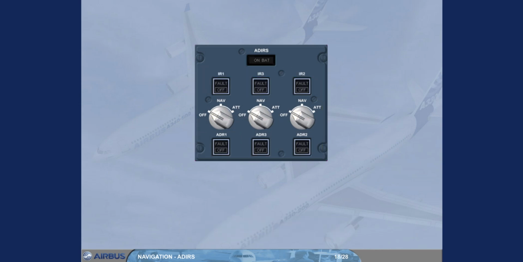Each ADIRS has an associated IRS rotary mode selector. In the off position, the ADIRS is not energized, so ADR and IR data is not available. The 3 ADR and 3 IR switches normally remain on, but they can be selected off in response to ECAM procedures.